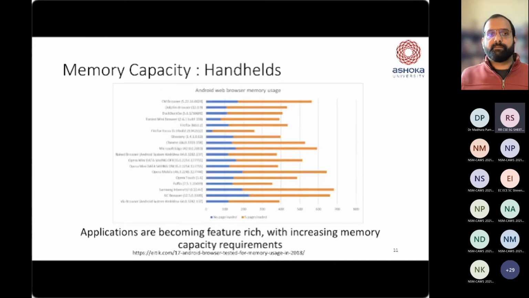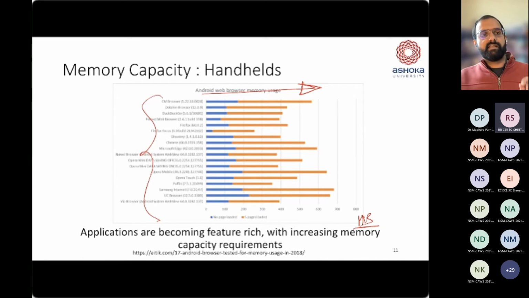I'll give two quick examples from the handheld domain, right? In this particular slide, you have different browsers over here, and the amount of memory capacity that they require, on the x-axis. This is megabytes. Again, take this with a grain of salt, but it's supposed to be representative, right? The blue bars are when they have to open up one tab, but nothing is loaded. And then the cumulative blue plus orange bars are the ones when you have 5 tabs and 5 different web pages open.